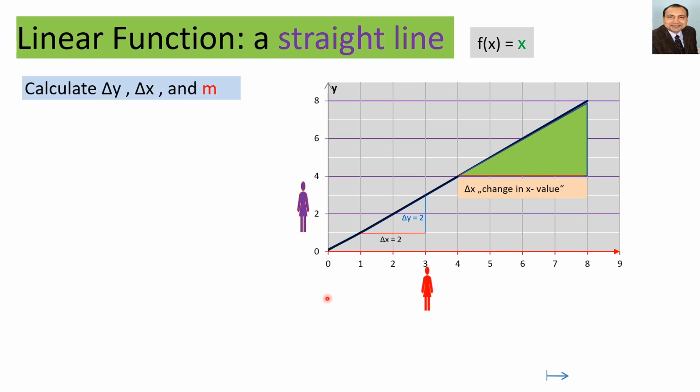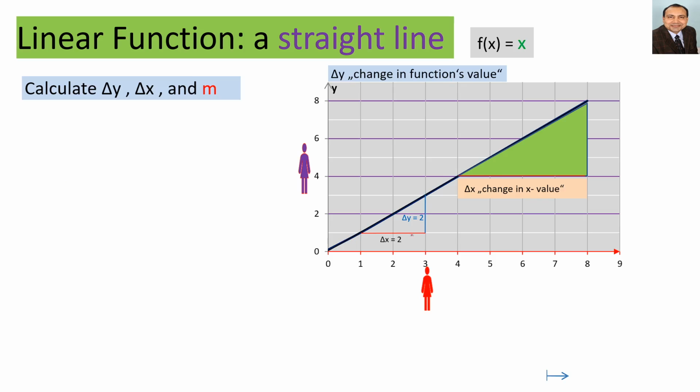A person has moved from this position to this position. So the change in x, or difference in x value, is 3 minus 0, which is 3. Delta x is the change in x value, the difference in x value. Here it started from 0, 1, 2 and 3. Delta y is the change in the function's value.